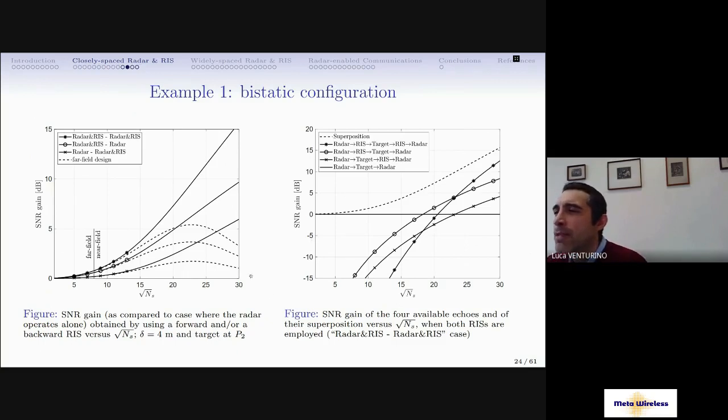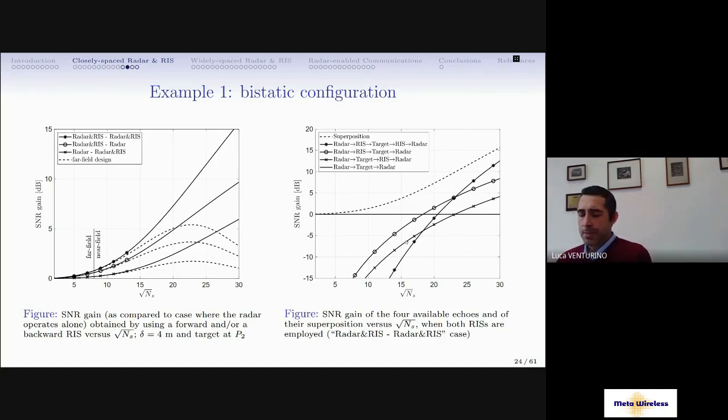So as you see, when the RIS is very small, what is dominating is the direct path from the radar to the target to the radar. But as we increase the size of the RIS, the indirect paths become stronger and stronger. And at some point, they will give you a significant boost in terms of system performance. So pretty much as we have seen before.